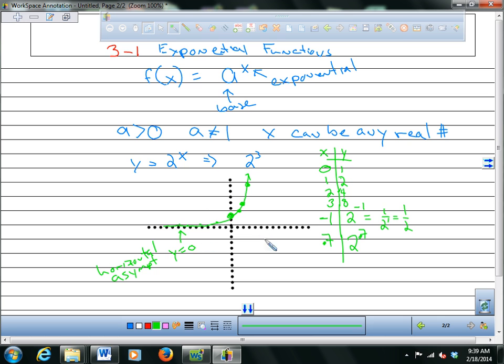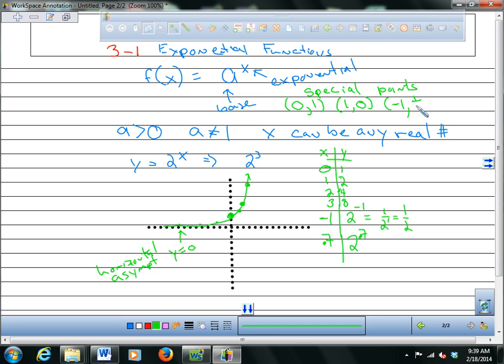For y equals 2 to the x, and for most of these graphs, for y equals a to the x, you have special points. You would have the point 0, comma what? Always. If I plug in 0, what do I get out? 1. And you would also have the point 1, comma what? A. And then you would also have the point negative 1, comma what?